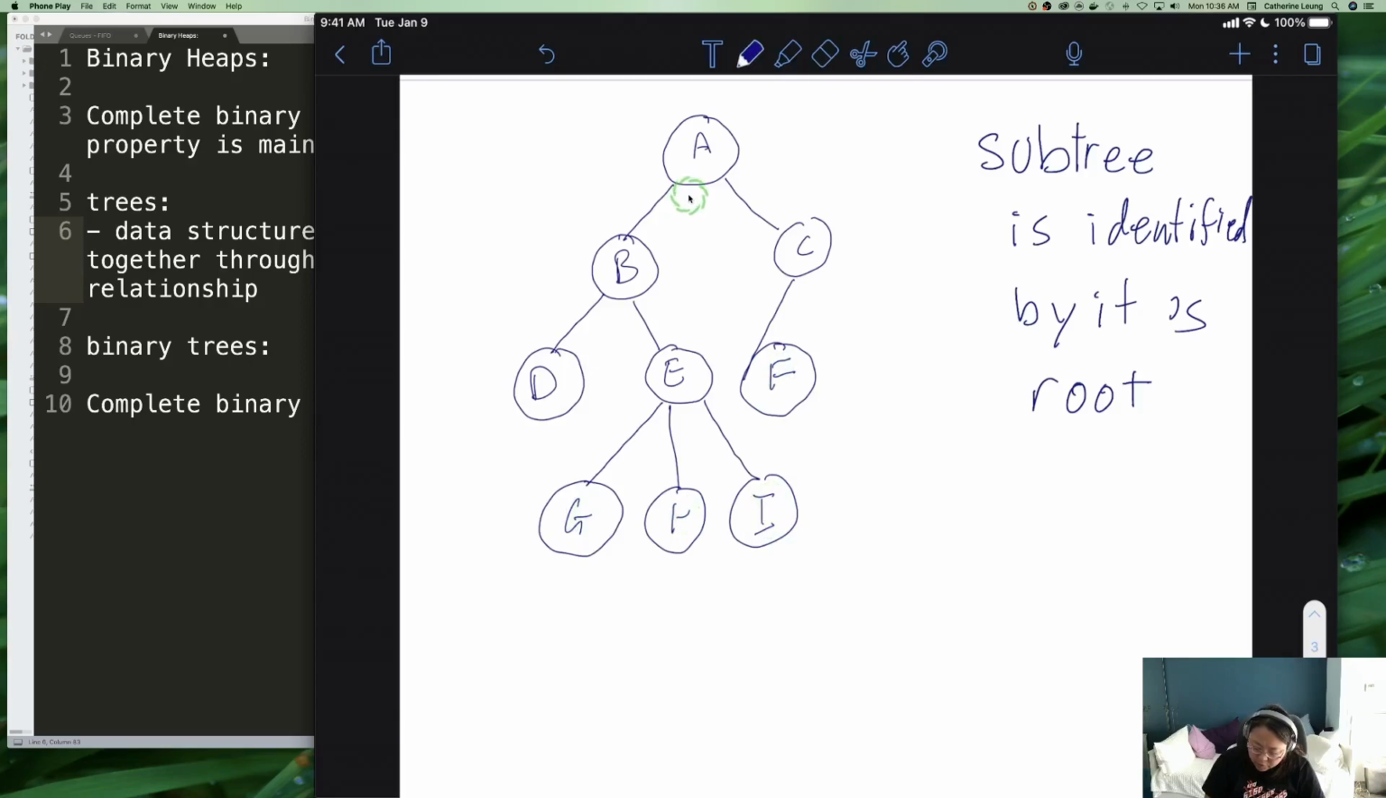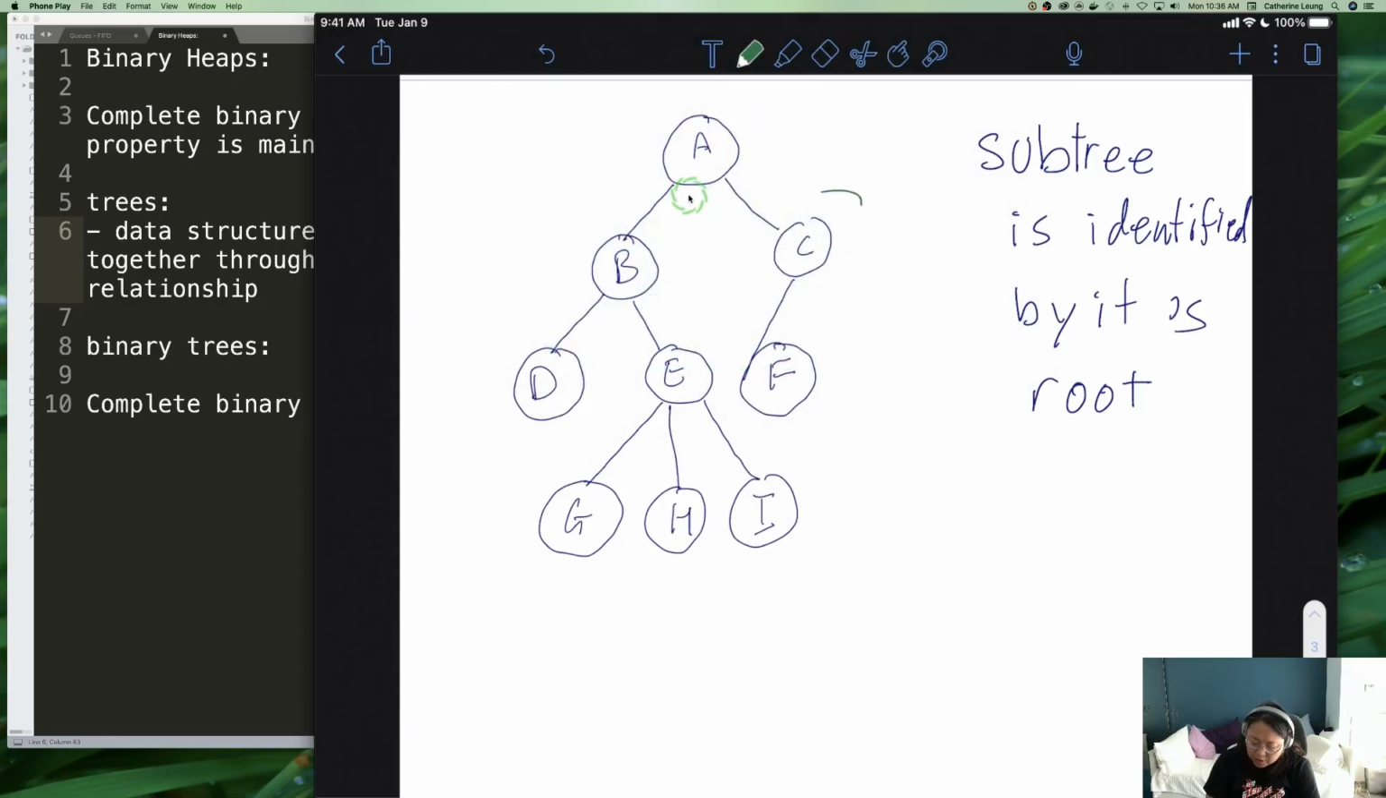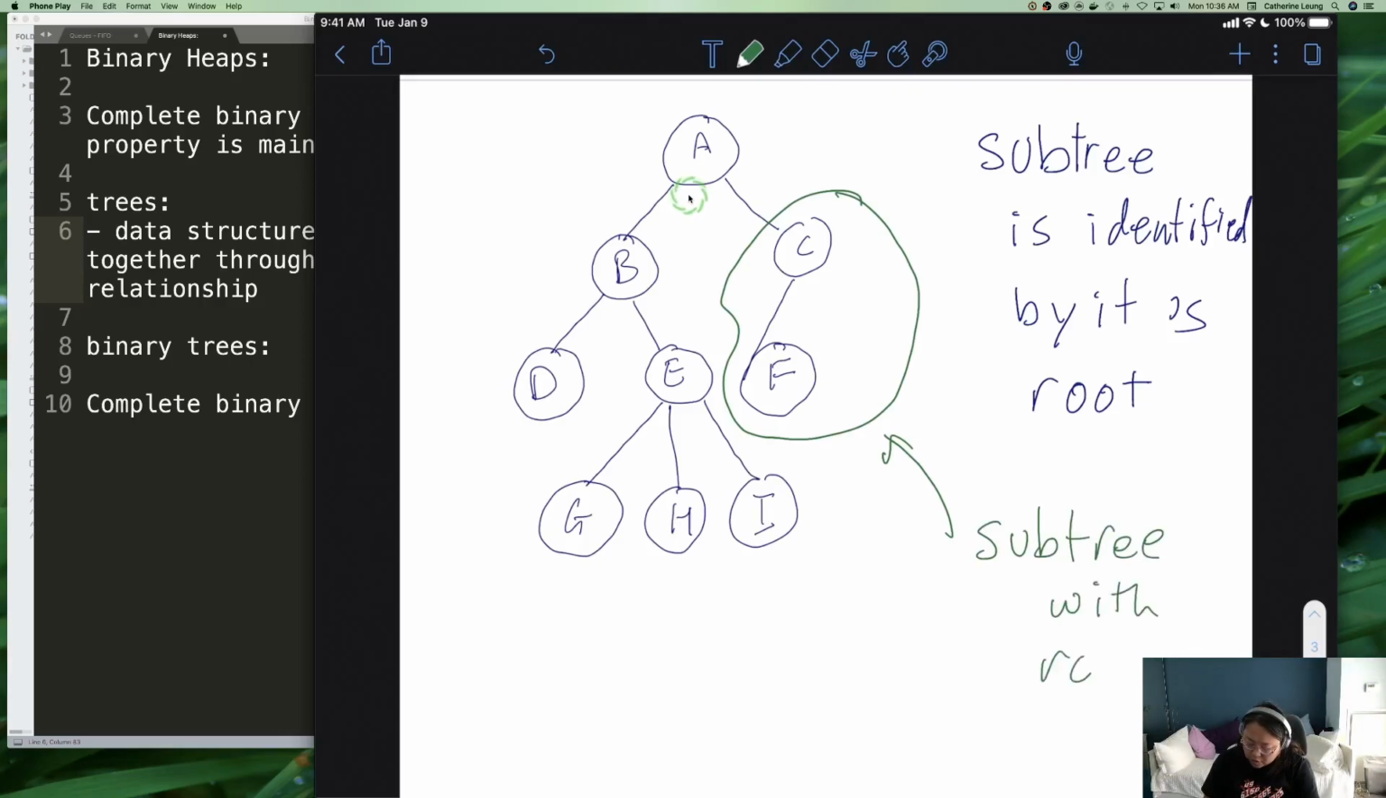Okay. So if I was to look at this tree and talk about subtrees, for example, I can talk about here. Let me use this to say, okay, this right here, this whole thing, is the subtree with root C. So basically we view a subtree as a piece of the tree that starts at a certain point and continues on.